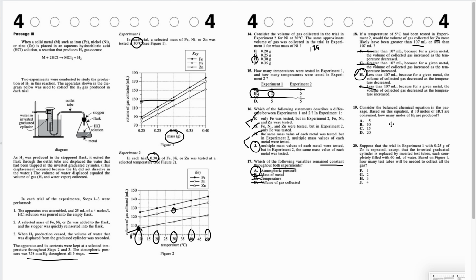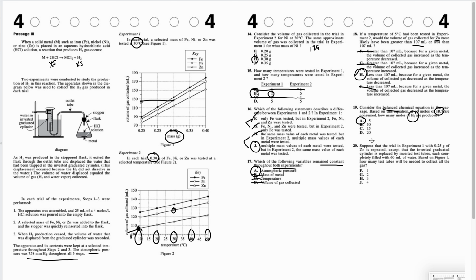Question 19. Consider the balanced chemical equation in the passage. Based on this equation, if 10 moles of HCl are consumed, how many moles of H2 are produced? If we come over here to HCl, we already have 2. We need to make that a 10, so I'm going to multiply that by 5 because it has to be balanced. I have to see what happens with the H2. I also have to multiply this by 5 because I have to balance it. So I'll have 10 HCl's and I'll have 5 H2's. So the answer is A.